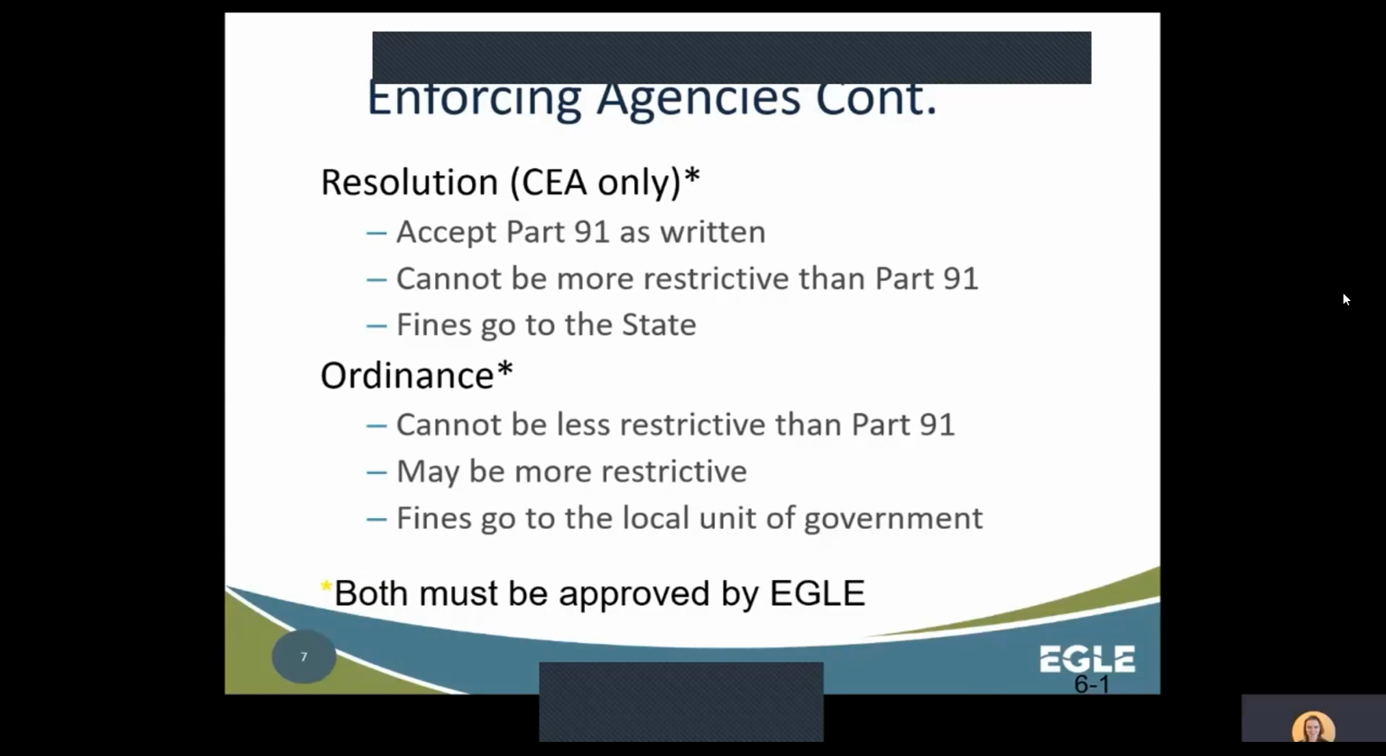Ordinances cannot be less restrictive than Part 91. In other words, it cannot make lawful, which is not lawful in Part 91. It cannot create an exemption or take away an exemption in the law. An example of a more restrictive ordinance would be changing the distance needed from a water body to require a permit from 500 feet to 100 feet. All ordinances must be approved by EGLE, and the agency must have the ability to enforce their more restrictive ordinance.